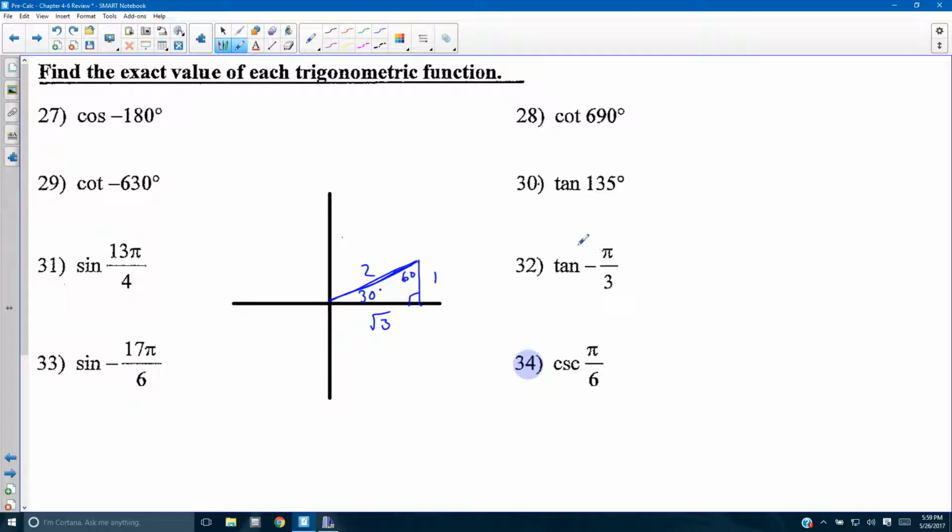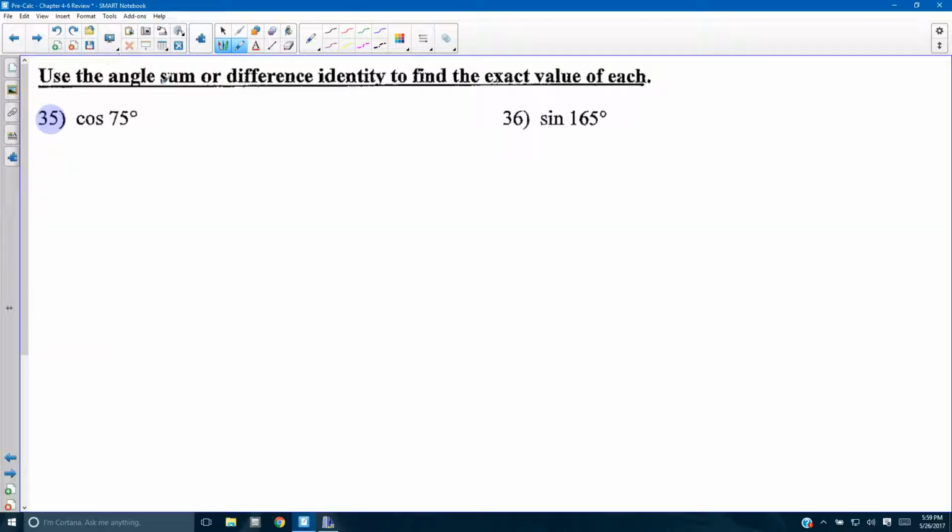Cosecant is the reciprocal of sine. Sine is opposite over hypotenuse, so cosecant is hypotenuse over opposite. That's 2 over 1, which is 2. There are the exact values of the trig functions.